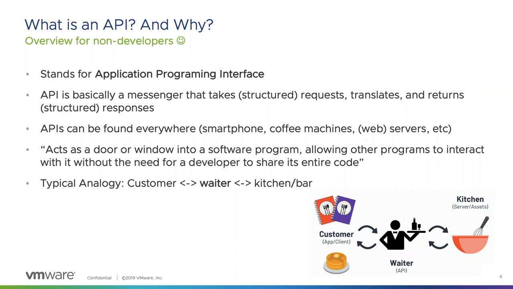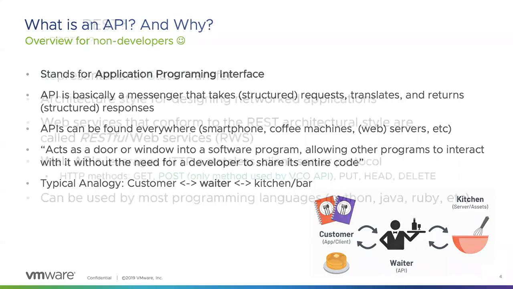A typical analogy we see when you start reading or searching for APIs is this customer, waiter, and kitchen. The customer doesn't really need to go to the kitchen and know how to order. He just knows he needs food. You ask the waiter, the API in this case, and it's going to deliver that request to the kitchen and get that information back. So it's basically two pieces of software talking in a structured way.